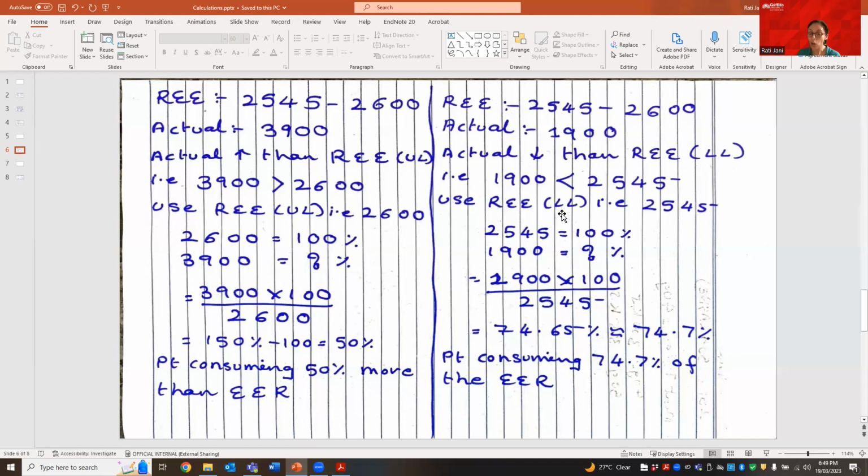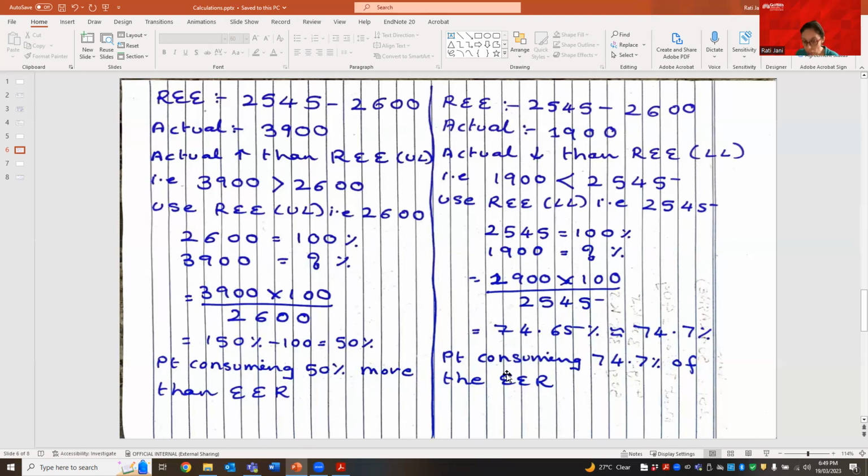Okay. So I hope this concept is pretty simple. So you have 2,545, which I have used. Why? Because this is the minimum he should be eating, but he's eating less than that. So 2,545 is 100% over here. 1,900 is what he's having. So now what do you do? You cross multiply again. You have cross multiplied, divided by 2,545. What do you get? You get 74.7%.